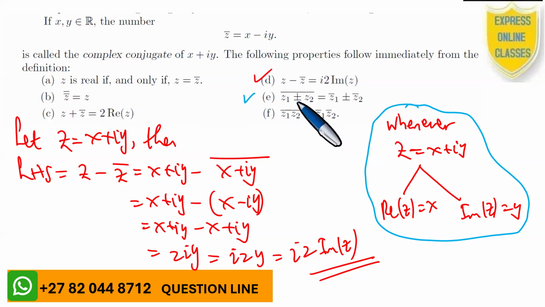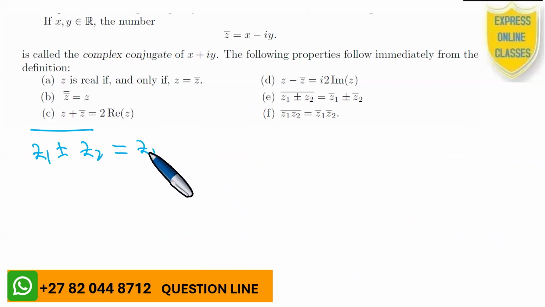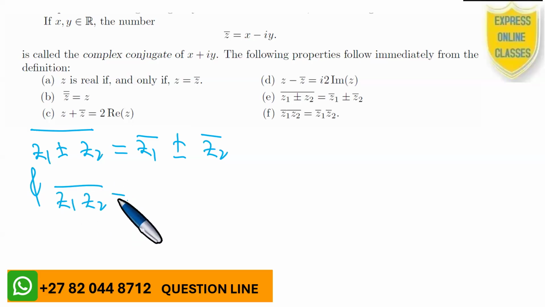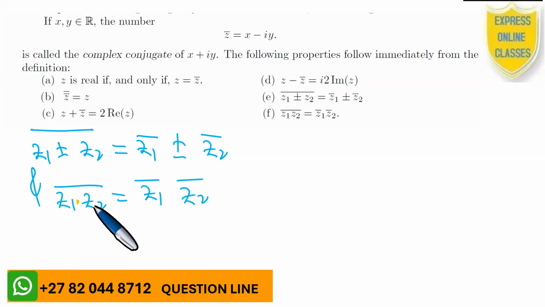If you take the complex conjugate of a sum or difference, this bar sits on the Z1, it also sits on Z2. So Z1 plus or minus Z2 complex conjugate is the complex conjugate of Z1, complex conjugate of Z2. Z1 Z2 complex conjugate will be Z1 complex conjugate, Z2 complex conjugate. So in other words, if you have a product, the complex conjugate of a product is the same as the product of the complex conjugates.